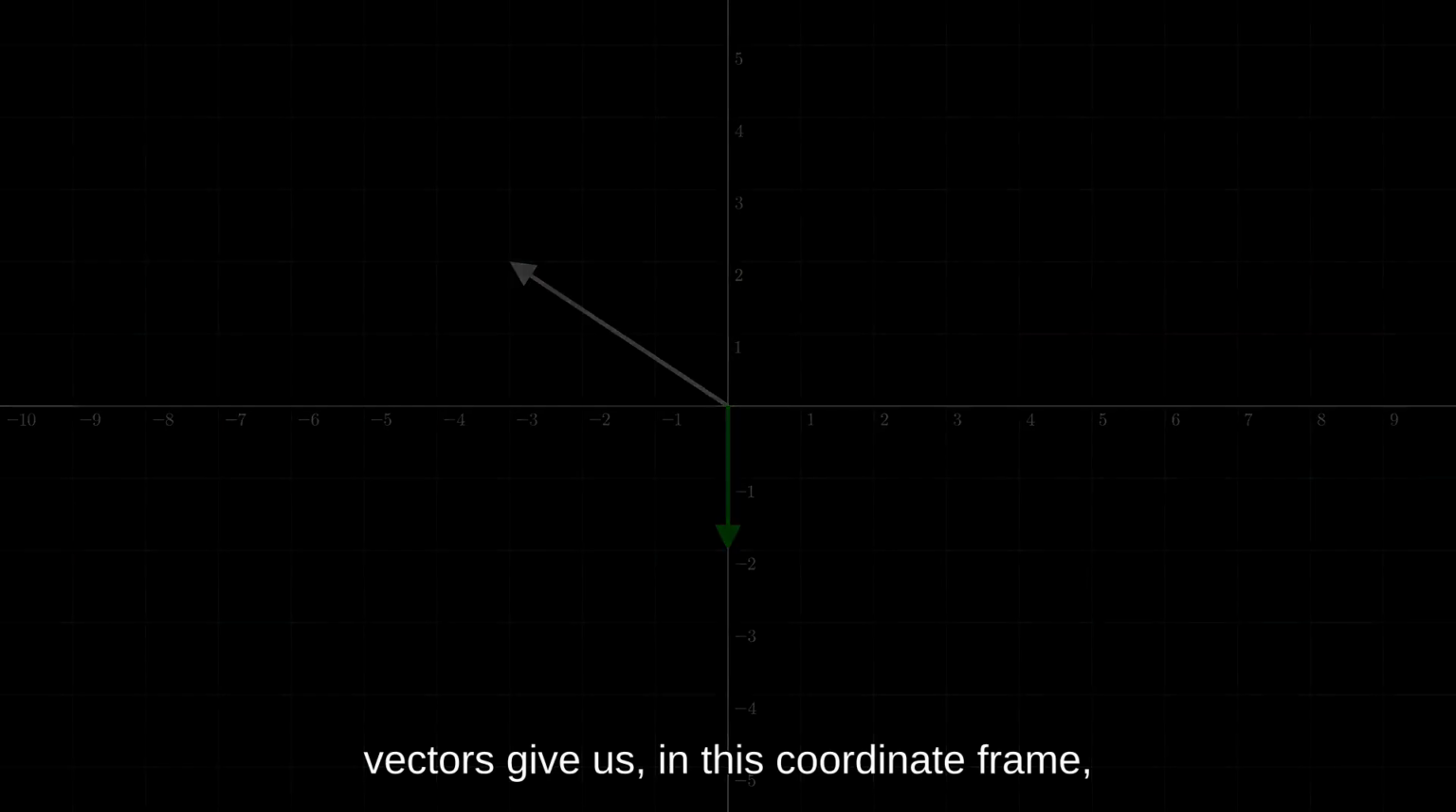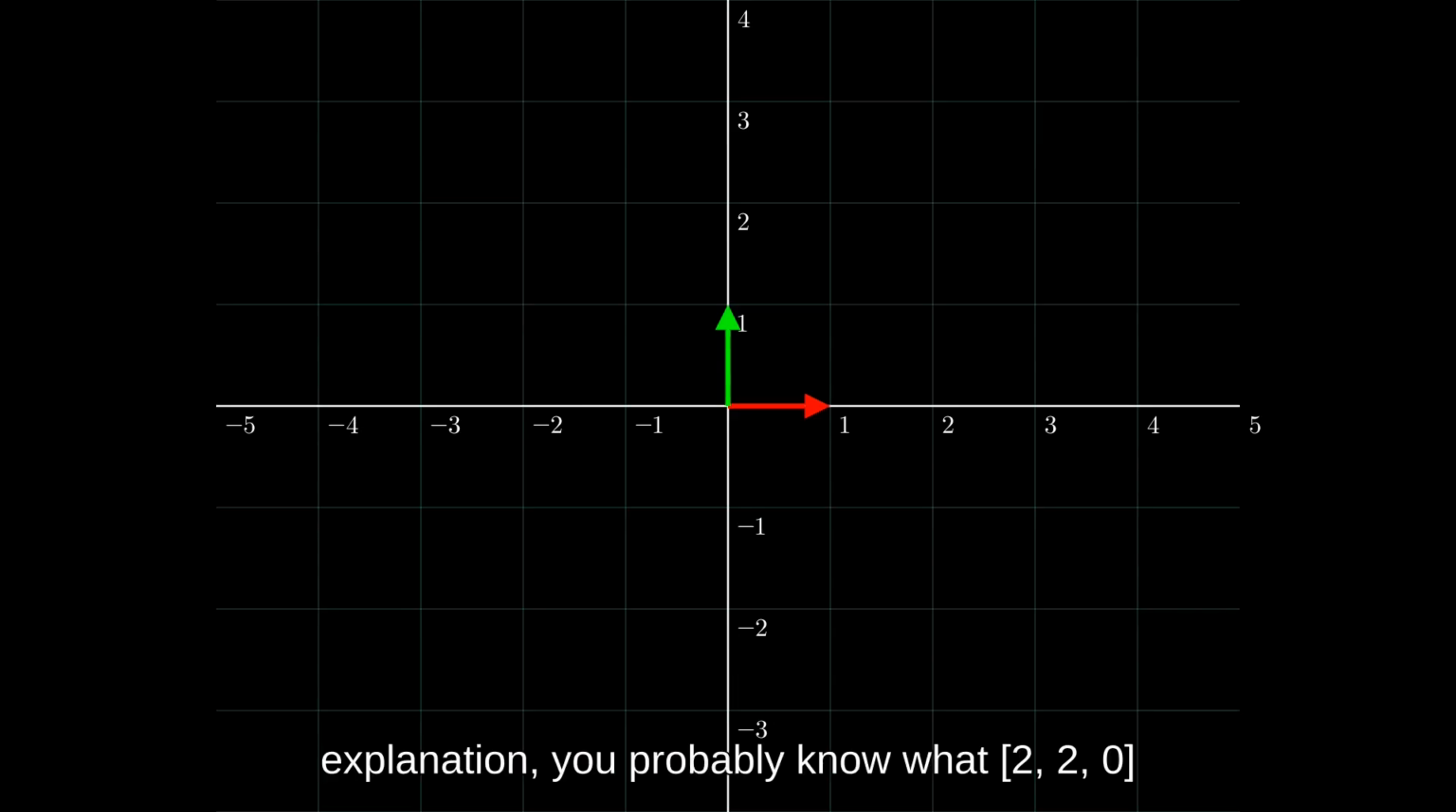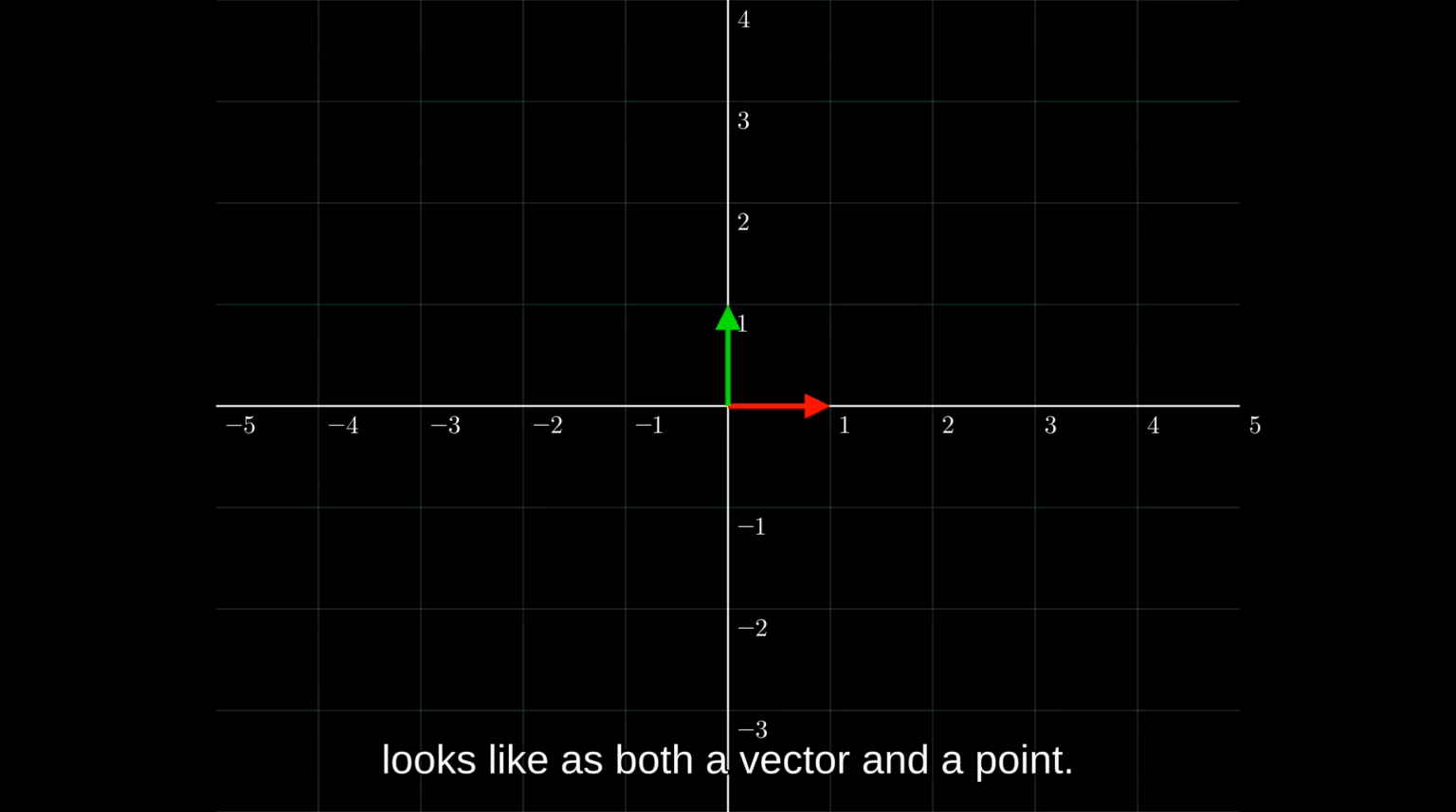In this coordinate frame, without me needing to give much of an explanation, you probably know what 2, 2, 0 looks like as both a vector and a point. If you need to rewind this several times for this to make sense, that's completely okay. This took me a while to grasp the first time as well. One key concept here is that regardless of which coordinate frame we're using, any vector in that coordinate frame is the result of adding scaled versions of these basis vectors to one another.